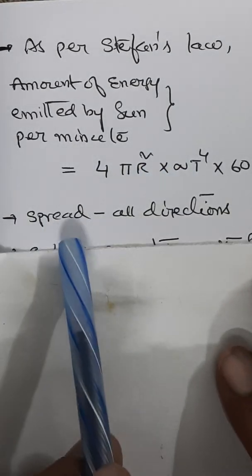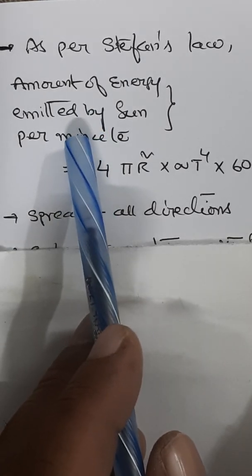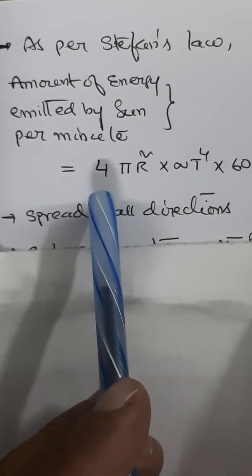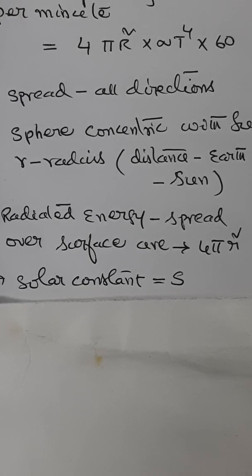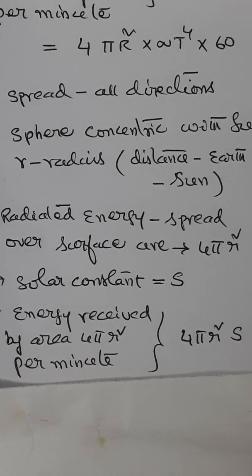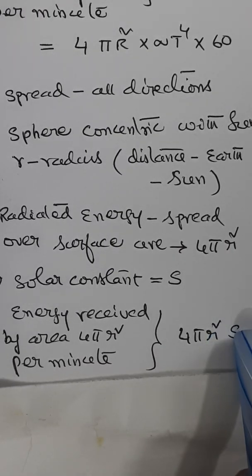Now this energy that we are calculating here is spread in all directions. Therefore, let us consider a sphere of radius small r concentric with the sun, where r is the distance of the earth from the sun. Then this radiated energy will be spread over the surface area 4 pi r square. If S is the solar constant, then the energy received by the surface 4 pi r square per minute can be calculated as 4 pi r square into S.